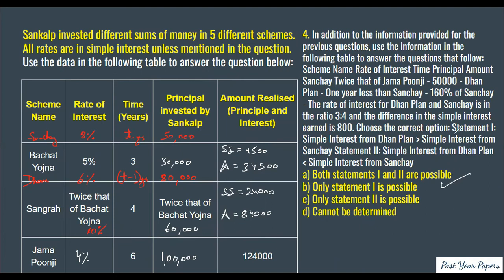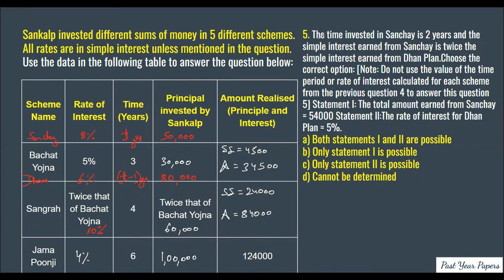That is, simple interest from the Dhan plan can be greater than simple interest from Sanchay. Simple interest from the Dhan plan can be less than simple interest from Sanchay, right? That means both of them can be possible. Fine. Let's jump to the next question.